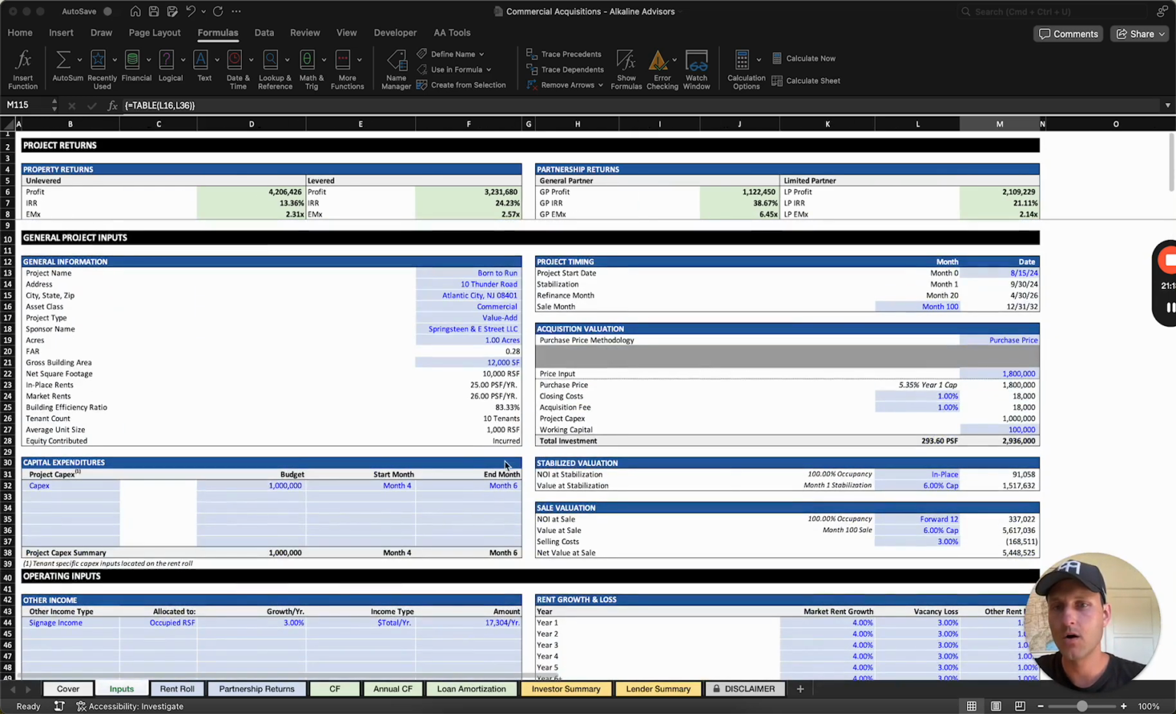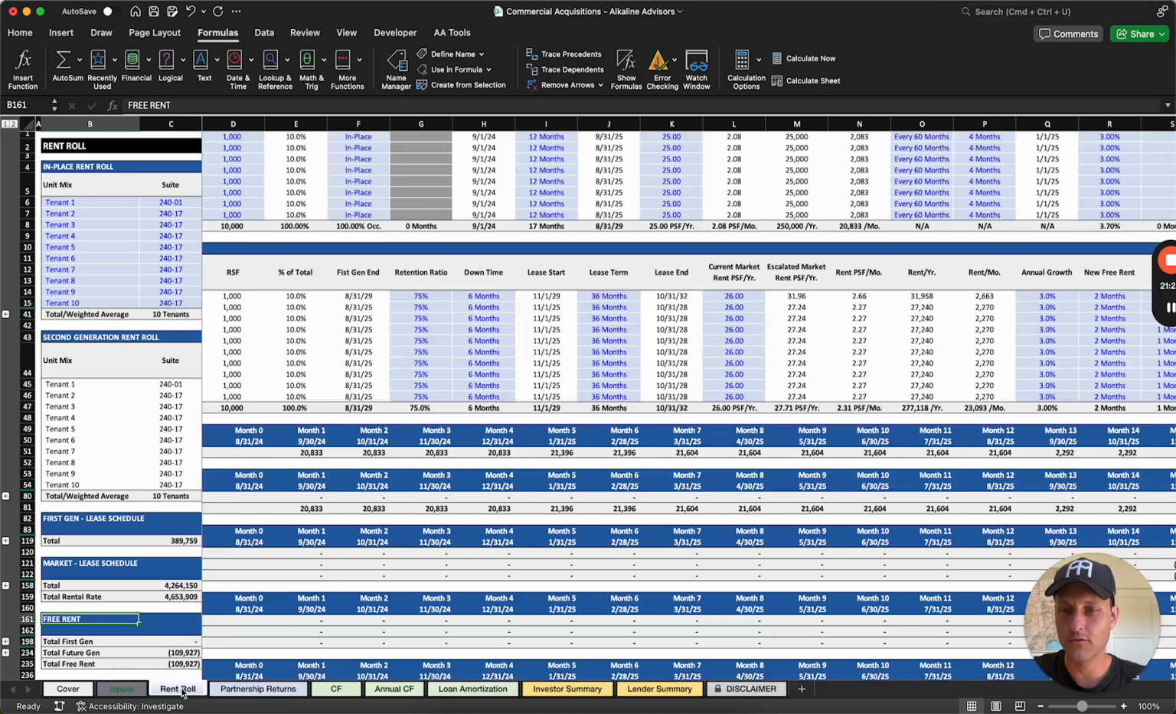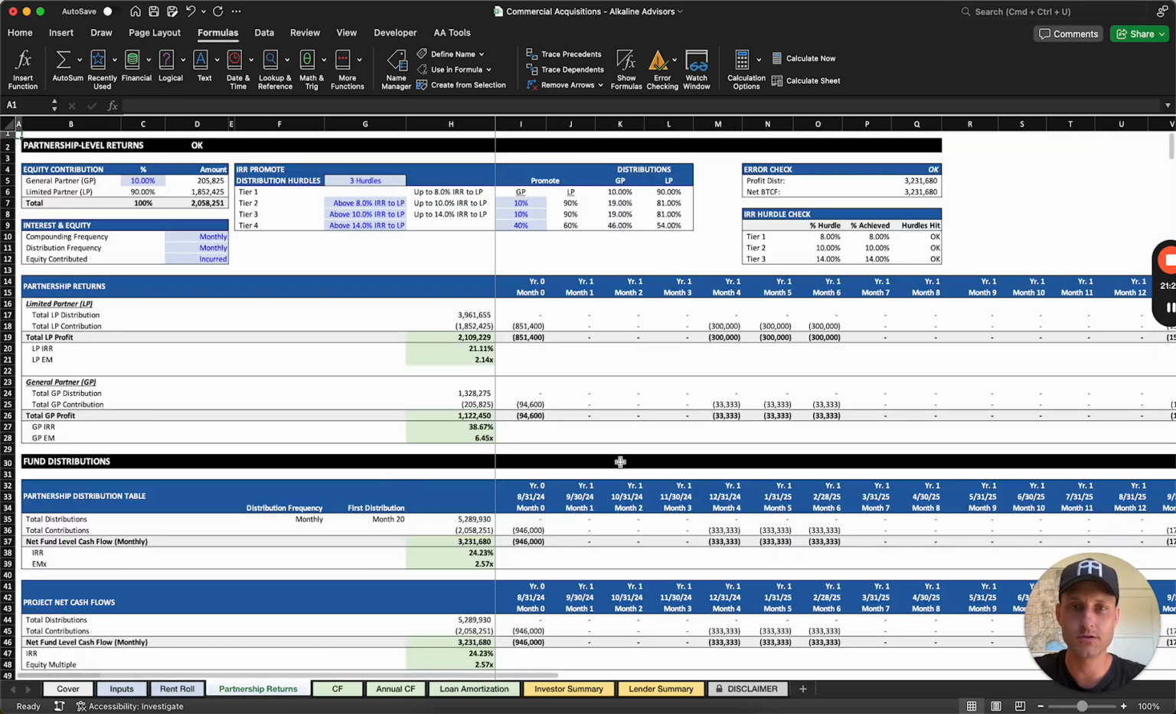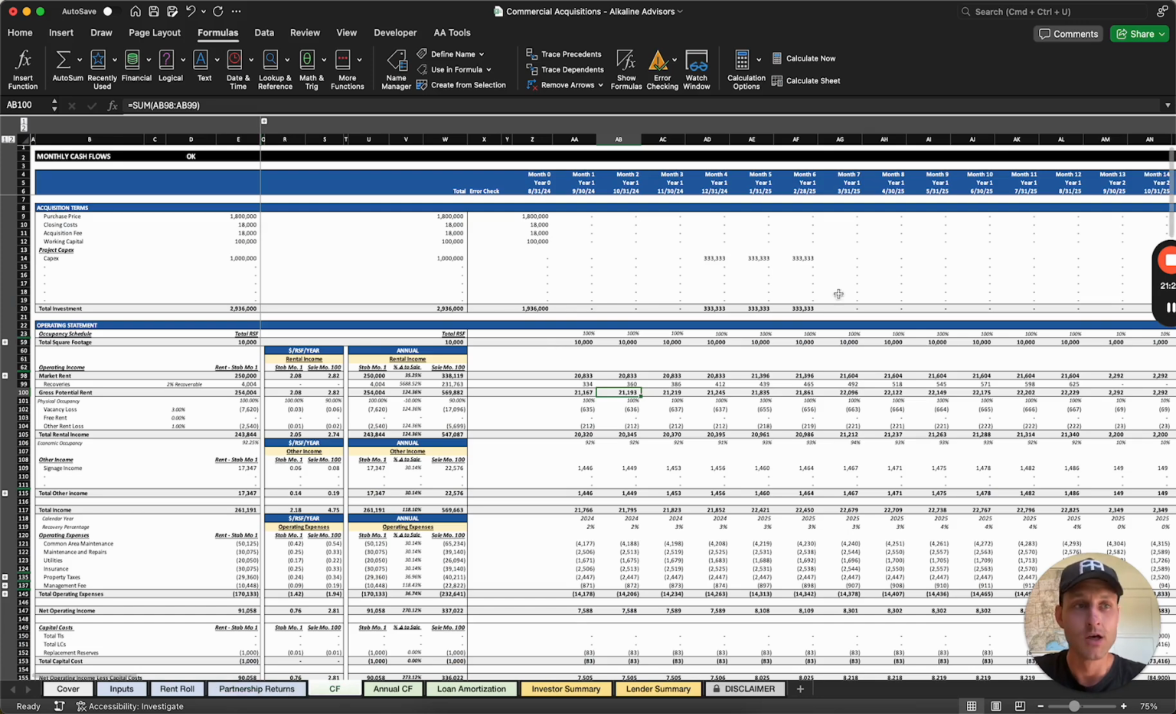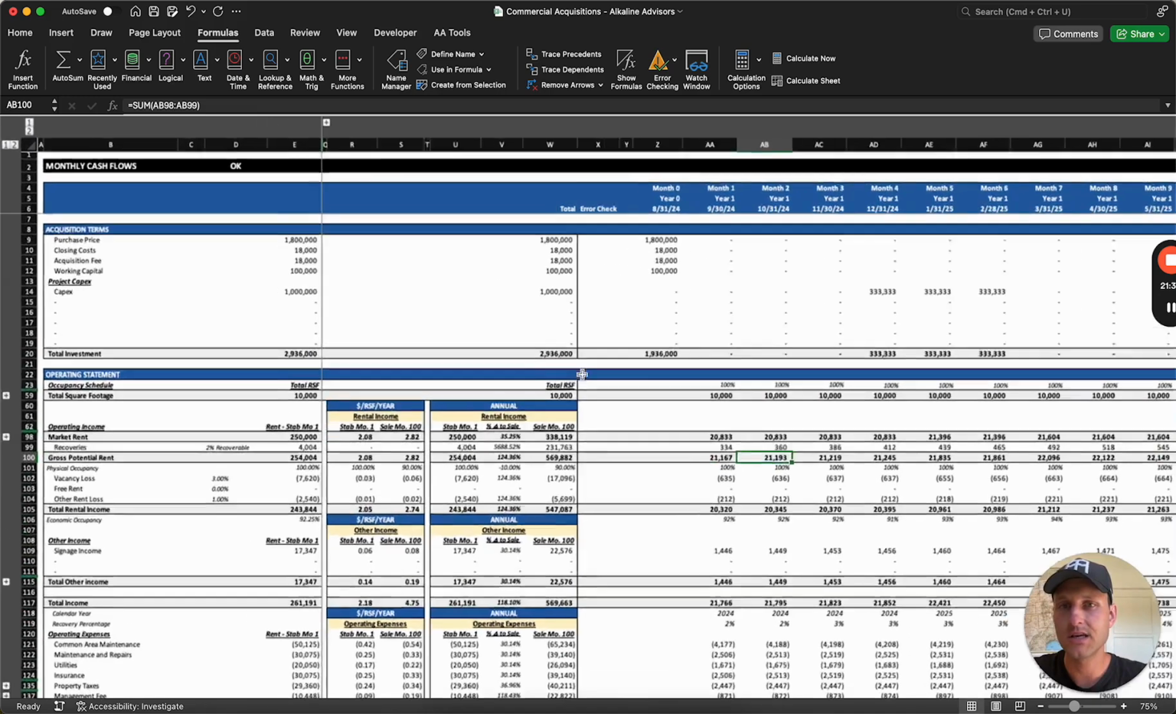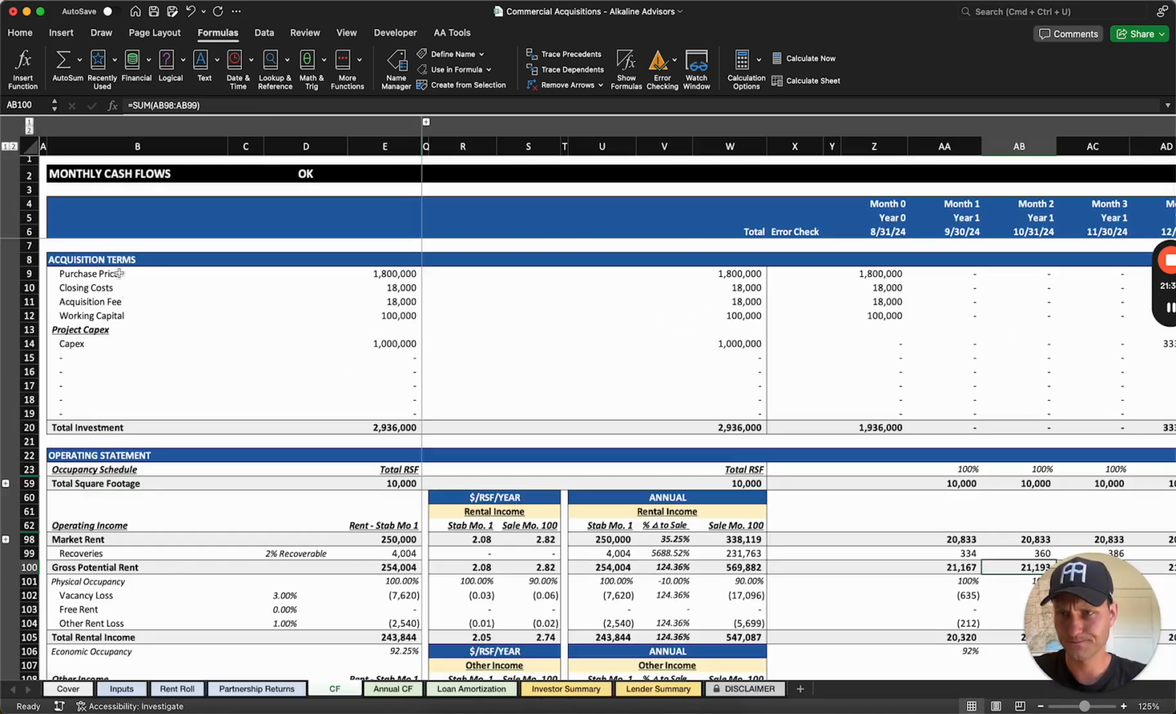Okay, so next, we already talked about the rent roll tab. Next, we'll talk about the partnership returns tab. Actually, we'll get to the partnership returns tab in a minute. Next, we'll talk about the cash flow tab. So the cash flow tab is where all the calculations are housed. And you can see it's separated out into different sections. We have the acquisition section.